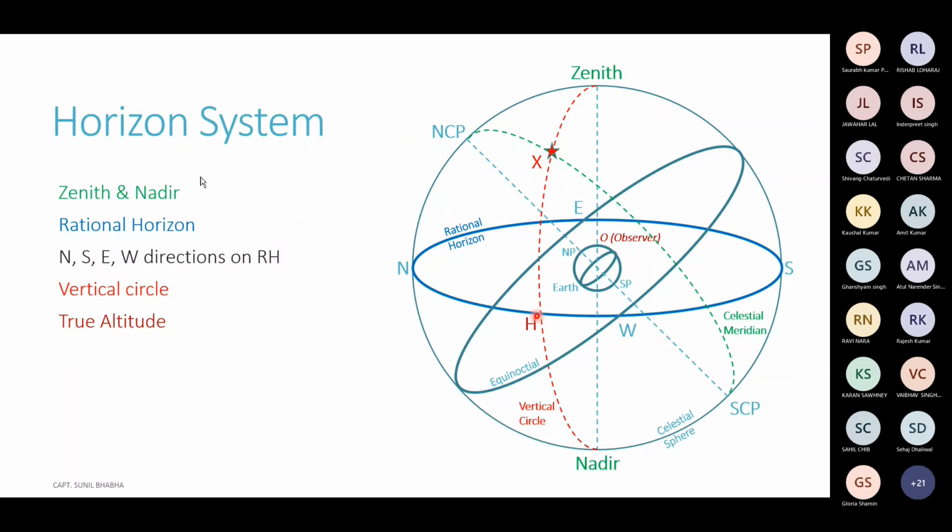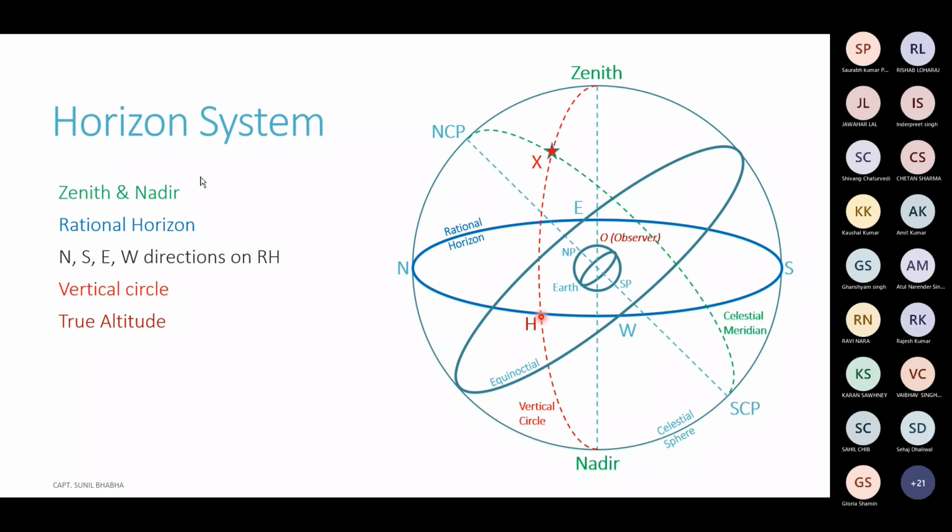Let us see the true altitude in this particular diagram now. You see this red color dotted line represents the vertical circle passing through the body. This vertical circle is also crossing the rational horizon at this particular point. Let's call this point H. So you can see this H point shown in the diagram. This is the point where the vertical circle crosses the rational horizon.